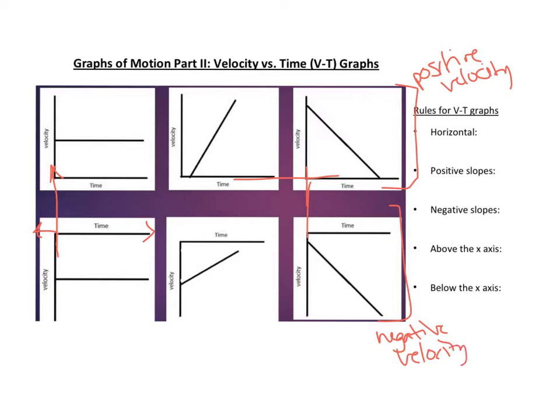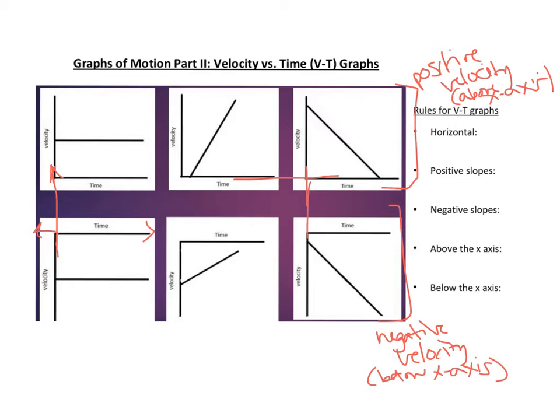So I just want to make sure you understand what's going on with the graph. The top ones are above the x-axis, and the bottom ones are below the x-axis. So just make sure that you are aware of what's going on with the graphs here. So I have a few little rules for velocity time graphs.